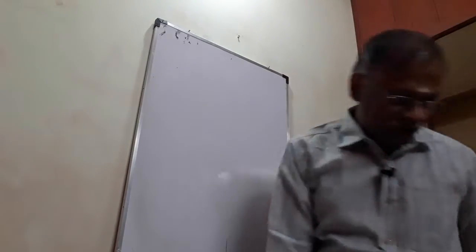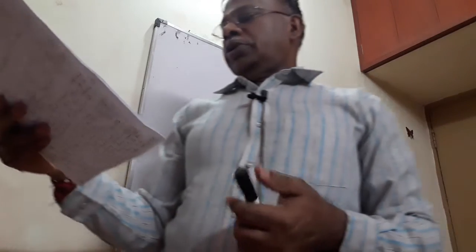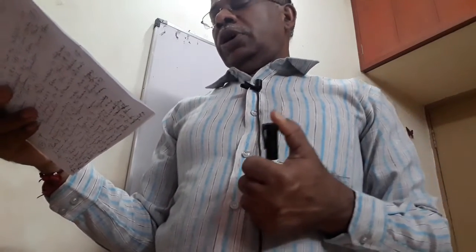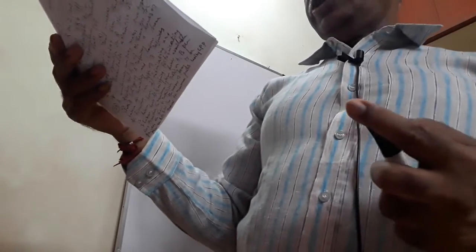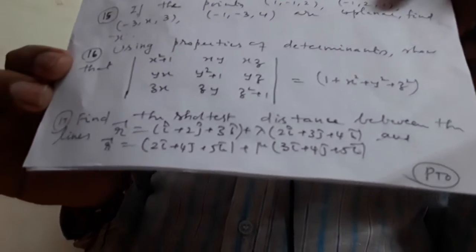Okay, next problem. Find the shortest distance between the lines r vector equal to i plus 2j plus 3k plus lambda times 2i plus 3j plus 4k, and r vector equal to 2i plus 4j plus 5k plus mu times 3i plus 4j plus 5k. Read question number 17.